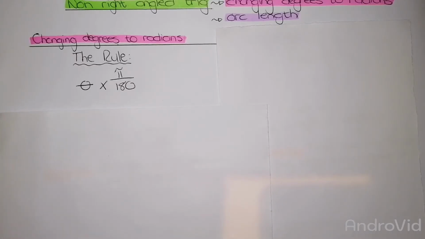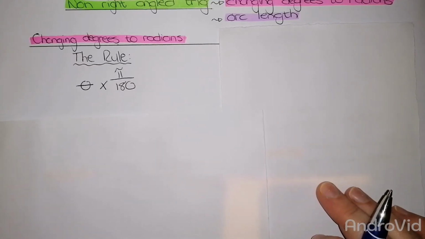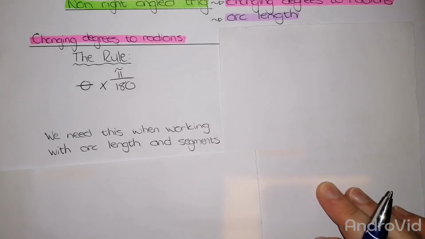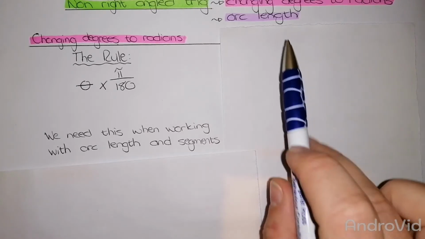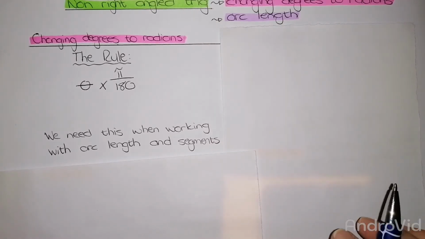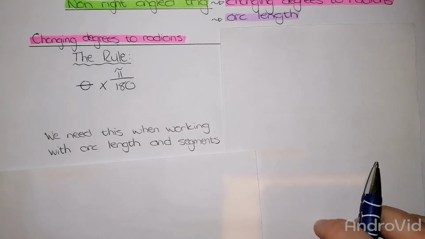When we look at radians, let's see what we use it for. There's two reasons why we need to change degrees to radians. The first one is when we're working with arc length, and we're going to do arc length in a moment. And the second one is when we're working with segments and we're trying to find the area of a segment.